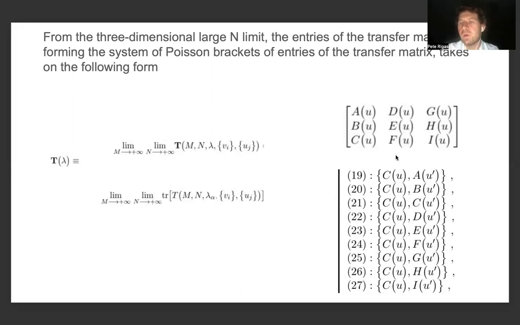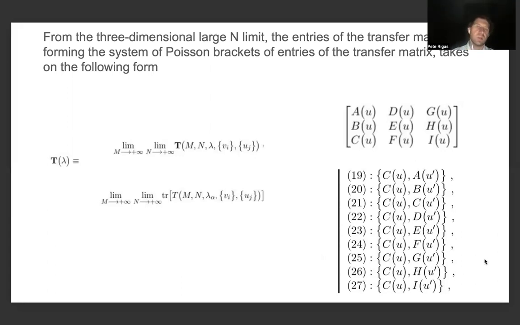And we can form every one of the Poisson brackets that we'd like to approximate in the large N limit from these products of L operators by taking C of U and taking the Poisson bracket with A of U prime, as well as the Poisson bracket of C of U with B of U prime, C of U with C of U prime, as well as C of U with D of U prime, and also C of U with E of U prime. And then also for the 24th relation, we have C of U with F of U prime. And finally, for the remaining column, we have 3 additional Poisson brackets, which appear in relations 25, 26, and 27 with G of U prime, H of U prime, and I of U prime.